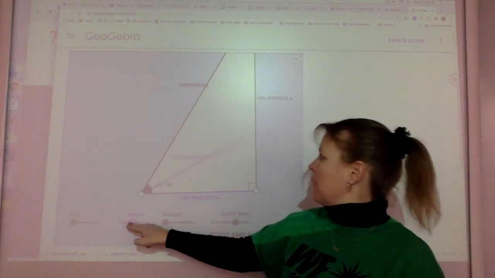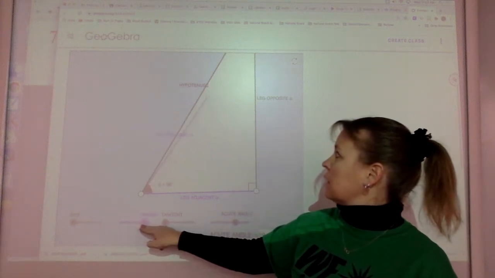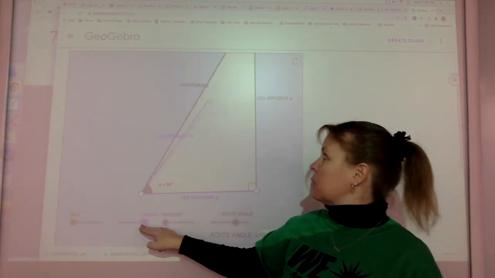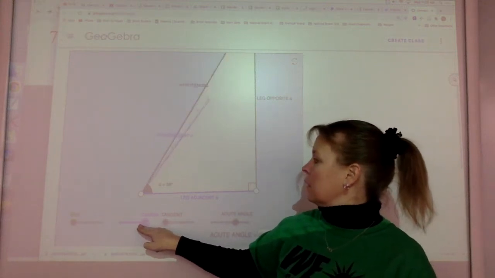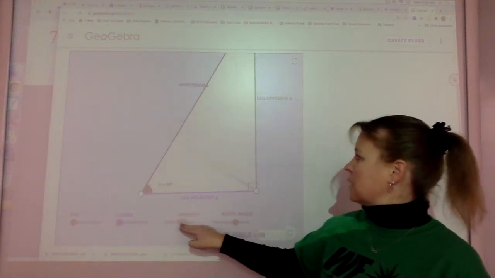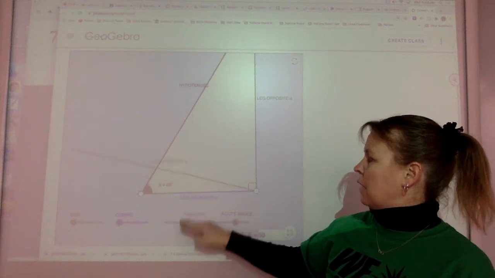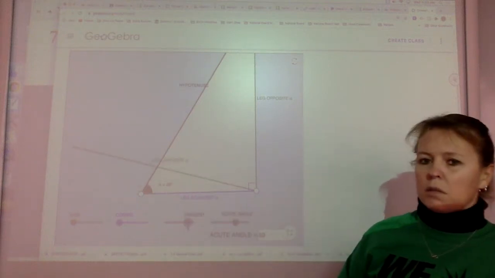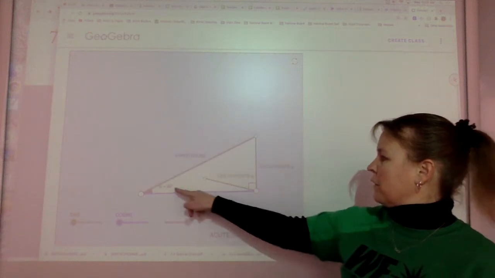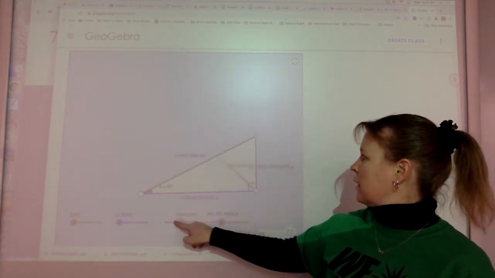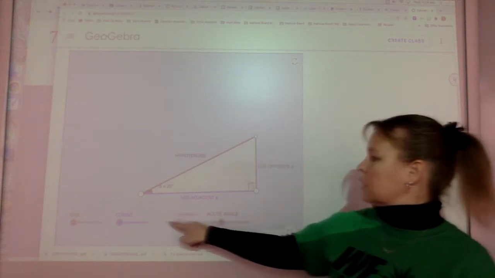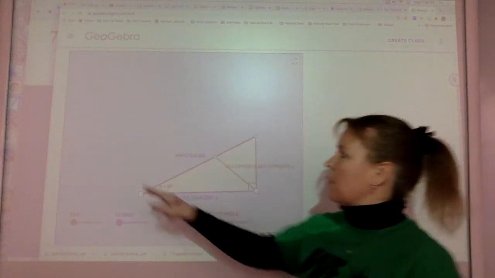Cosine does the same, but now it's comparing the adjacent leg. How big is that compared to the hypotenuse? About 52 hundredths as big, or actually a little more than half. And the tangent compares the opposite side to the adjacent side. As you can see here, the opposite side is much bigger, so you're going to have an improper fraction. But if you have a smaller acute angle, then the opposite is going to be much smaller than the adjacent side. So those are the ratios that we're working with.